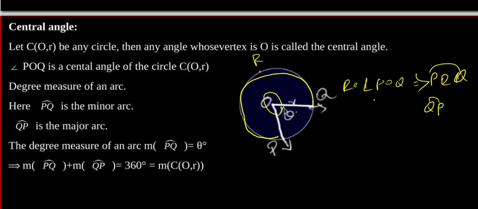Angle POQ is a central angle for the circle C of O, R. What is the degree measure of the arc? For the minor arc PQ, the corresponding angle is theta degrees, and for the major arc PQ, the corresponding angle is 360 minus theta degrees. So theta degrees plus 360 minus theta degrees is the whole complete angle of the circle C of O, R.